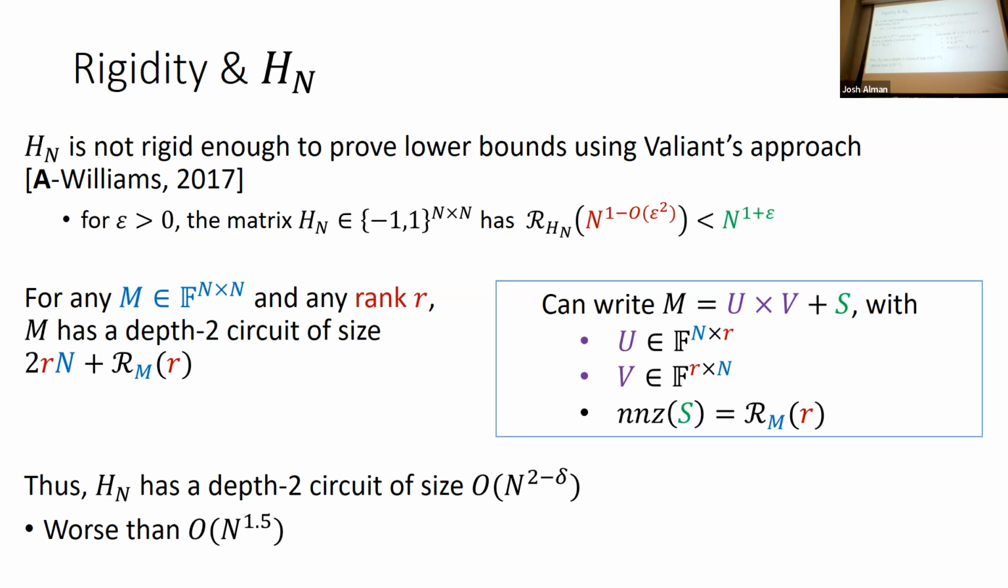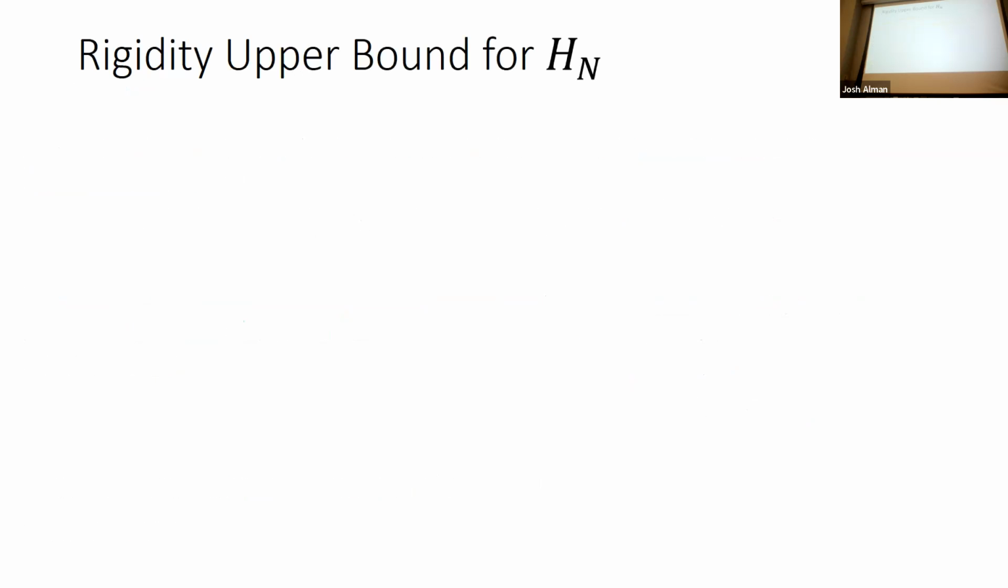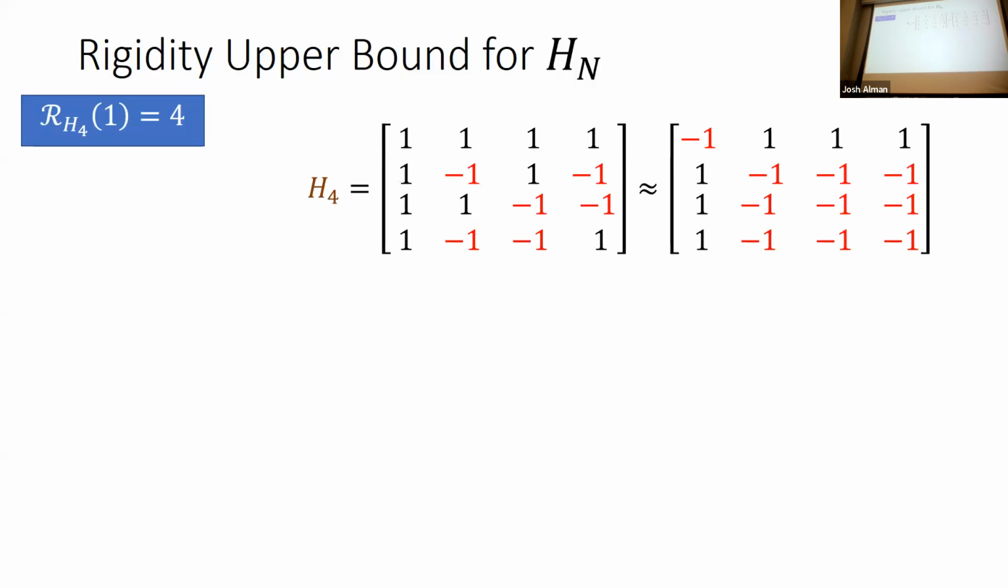So let me show it to you. It's very simple. We're going to study the rigidity of small Hadamard matrices for rank 1. Okay, so here's the main idea. Let me first show you how the 4x4 Hadamard matrix has rank 1 rigidity 4. So here's how we do it.